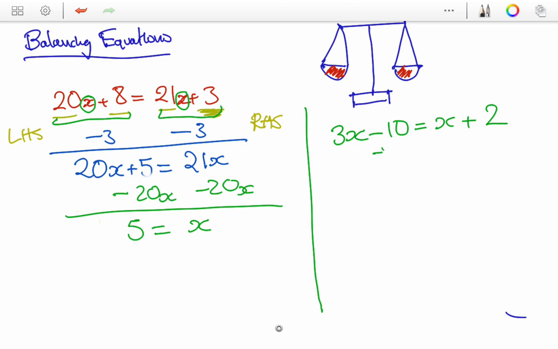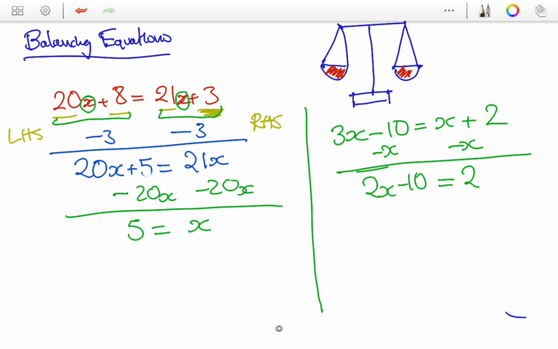So subtract x on this side, subtract x on this side, leaving me with 2x minus 10 is equal to just my 2. Then I'm going to actually go for the 10. Even though 2 is lower, I'm going to go for the 10 because I'm going to cancel it out, even though it isn't the lowest term, because I want to get all of my variables on one side and my constants on the other.